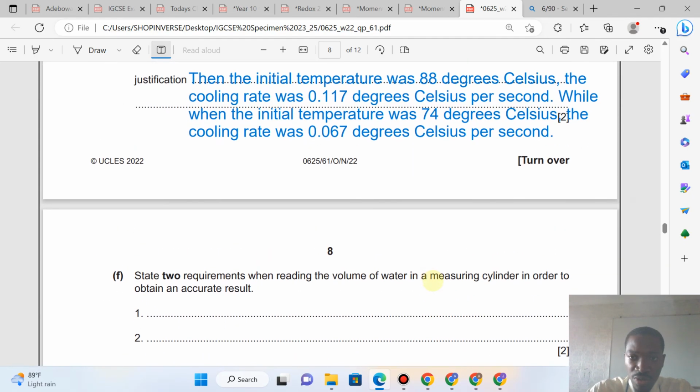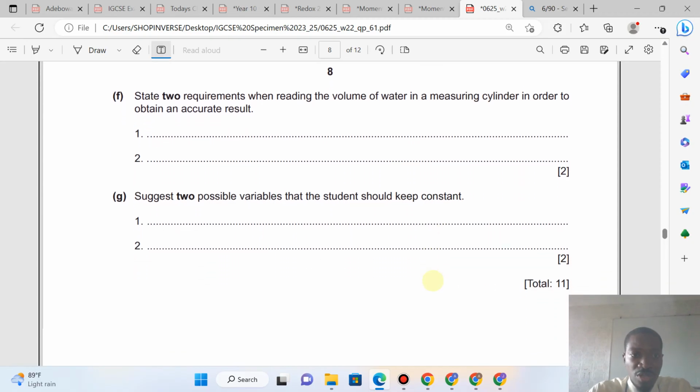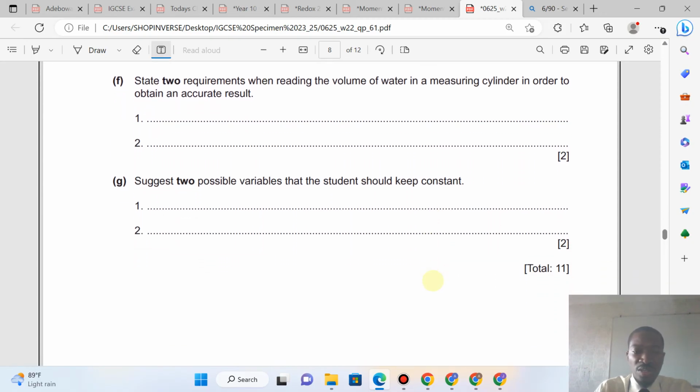The next part of the question states two requirements when reading the volume of water in a measuring cylinder in order to obtain accurate results. Whenever you are reading a measuring cylinder, number one, you must read the bottom of the meniscus, okay? The curve would have this shape, so you have to check the bottom of that line, okay?